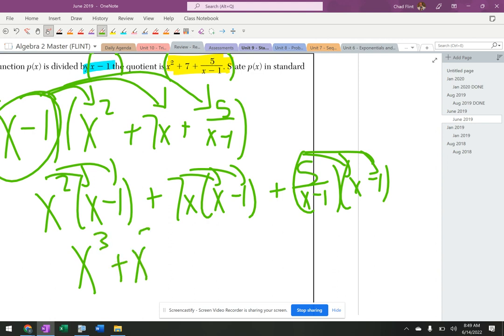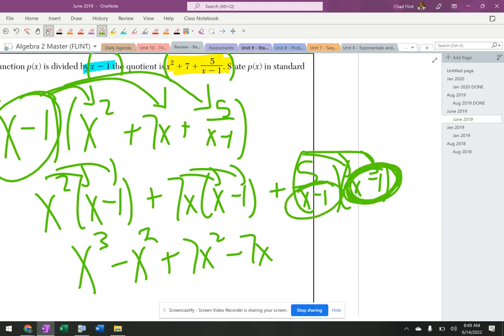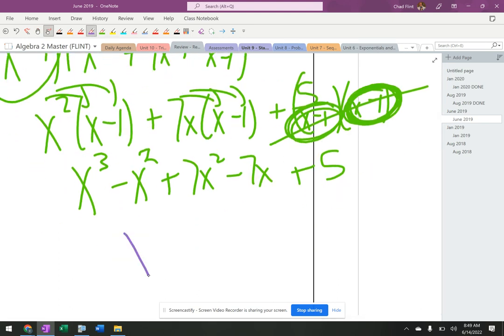So I'm going to get x to the third, not plus, minus x squared. Then I'm going to get plus 7x squared minus 7x. Then what's going to happen here is those two things are going to cancel out, and I'm just going to get plus 5. So I threw those distribution lines in there, and actually there's nothing to distribute. I don't know what I was pointing to. All right, so plus 5. And I need to combine the x squared terms. So it's x to the third plus 6x squared minus 7x plus 5.